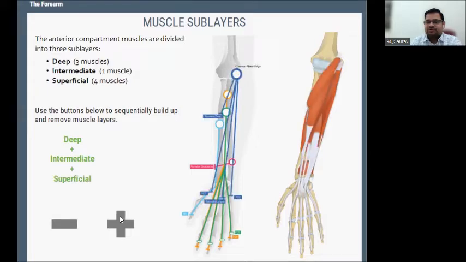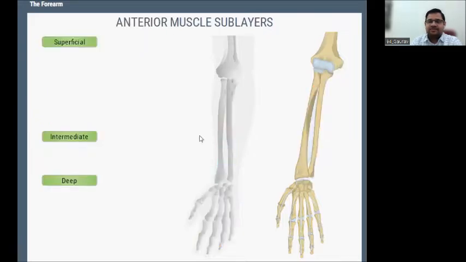And then comes the most superficial one. You can see them directly coming from the common flexor point, and these are the names: pronator teres, as you can see, this is small. Then you can see this is flexor carpi radialis. Then palmaris longus. Then flexor carpi ulnaris. So this is the total arrangement of the muscle sublayers which are present in the deep, intermediate, and superficial compartments of the anterior compartment of the forearm.